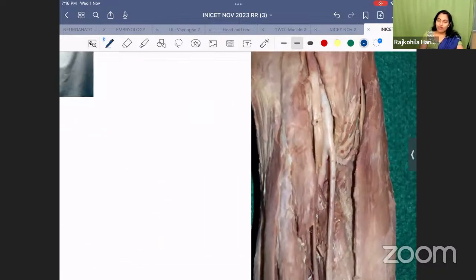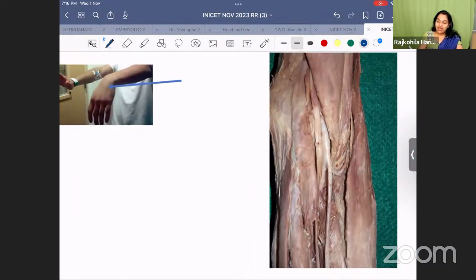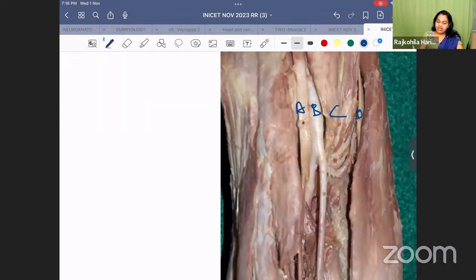Yes, again, cubital fossa, they keep asking repeatedly. And A, B, C, and D. What are these? C is a muscle, you see here, right? This is the biceps tendon. And B is the artery, right? The brachial artery. A is going to be the median nerve. And D is going to be the radial nerve.